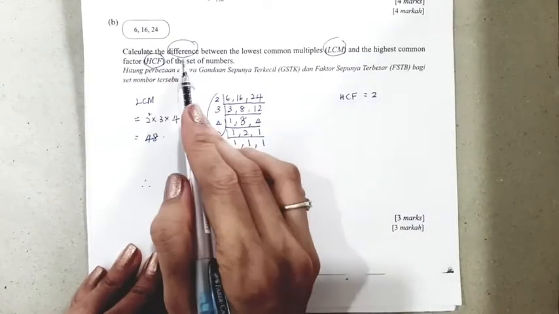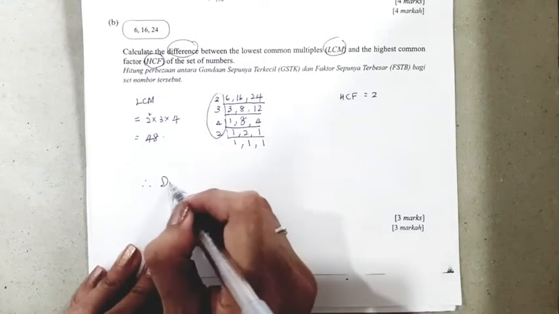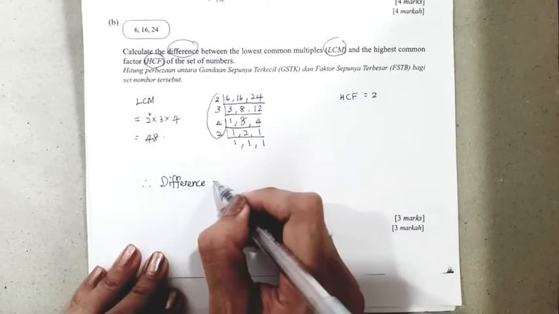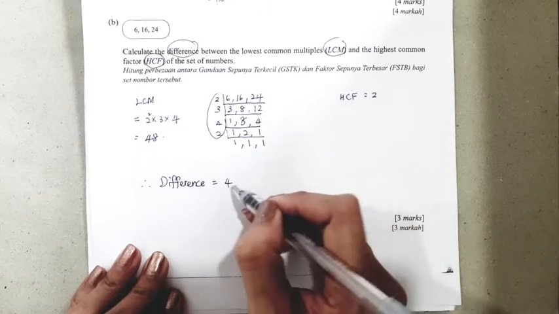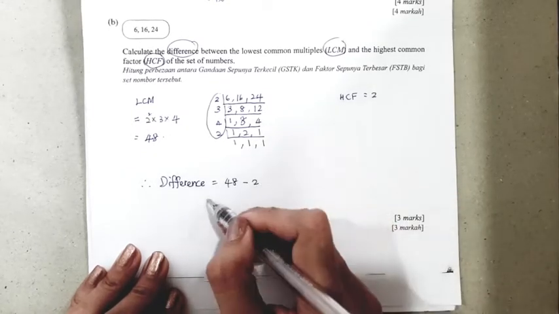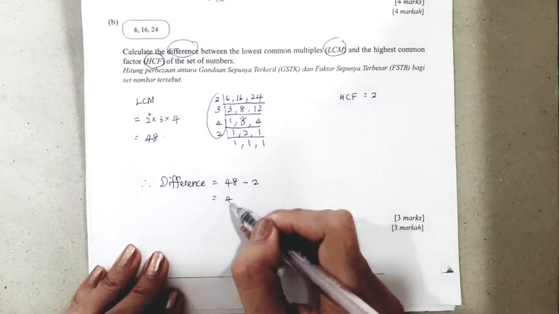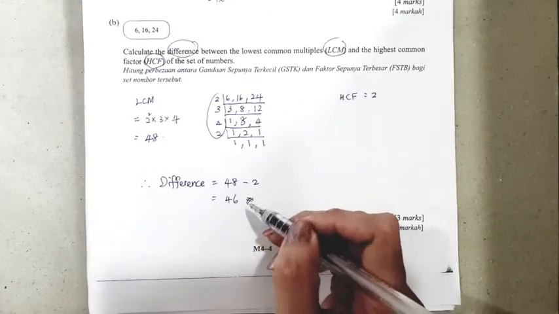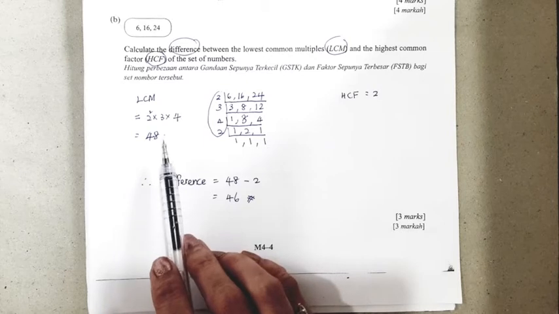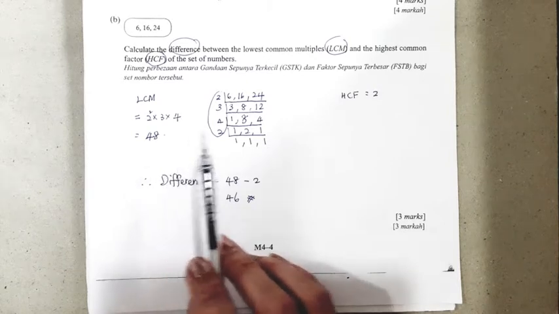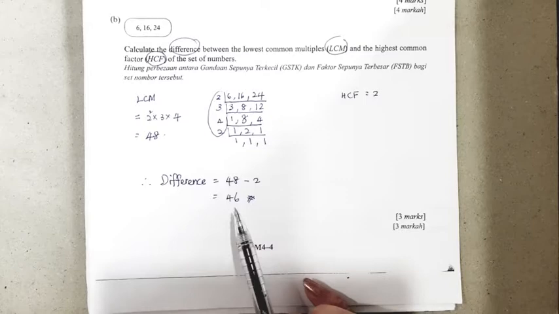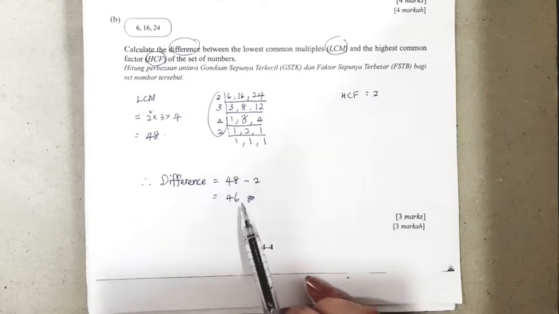Therefore, don't forget to answer the question. The difference, we take the higher value minus the lowest value. So 46 is our answer. Okay, so 3 marks. 1 mark for lowest common multiples, 1 mark for highest common factors, and 1 mark for your difference that you have found.